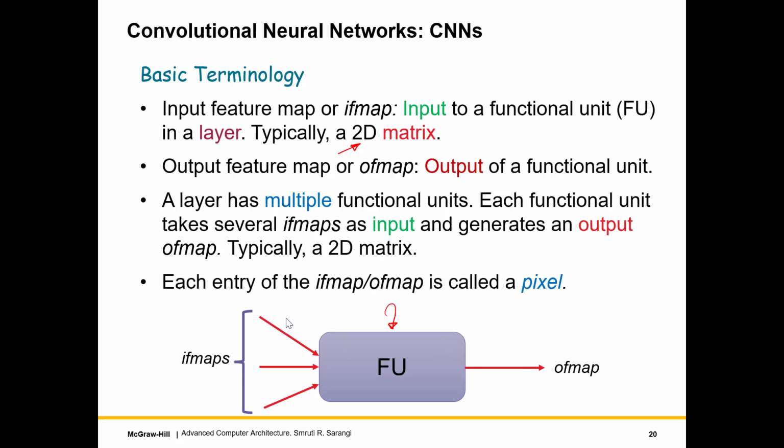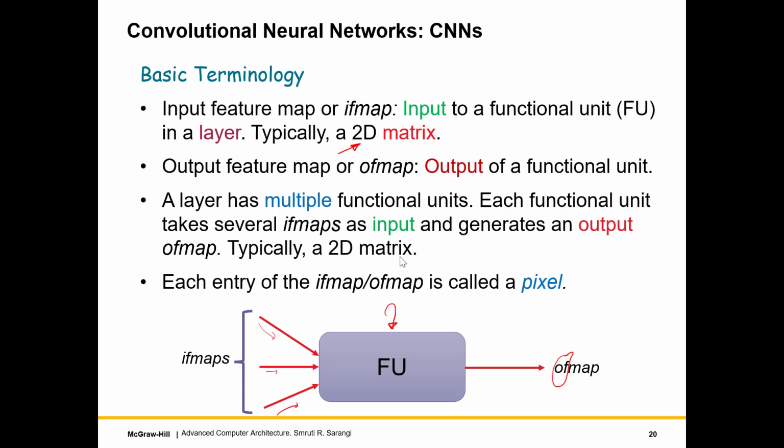So in each FU, you would have multiple IF maps as input and one OF map, which is an output feature map, as the output. Think of it in the case of a typical 2D case, in the case of, let's say, images: you would have multiple images or 2D maps, 2D matrices as inputs, and one 2D matrix as the output. The output feature map or OF map would be the output of a functional unit.